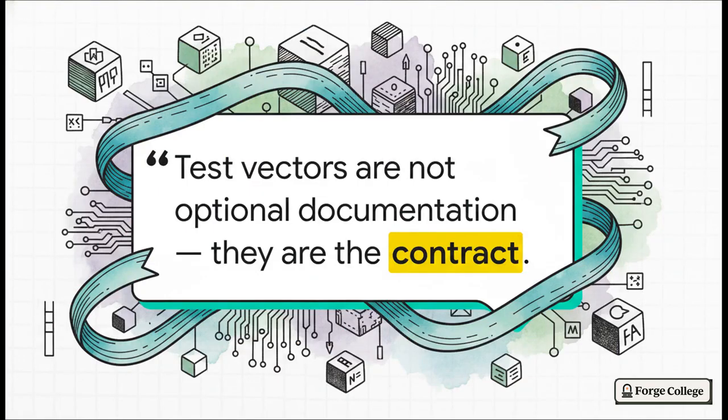I really want to emphasize this quote. Test vectors are not optional documentation, they are the contract. Actually, scratch that. They are the absolute law. Future implementations, external modules, cross-language ports, they are all going to rely entirely on this contract to verify compatibility. You've got to treat your tests as a first-class part of your project's API.